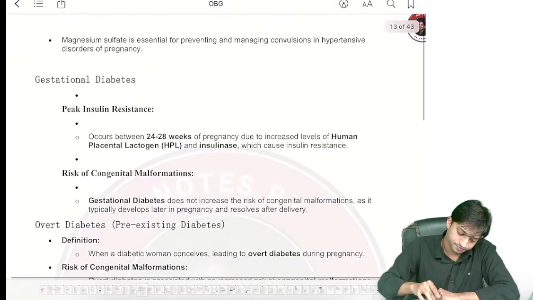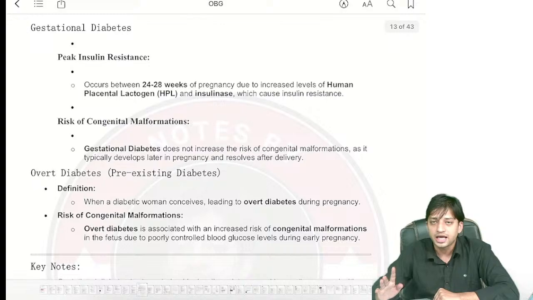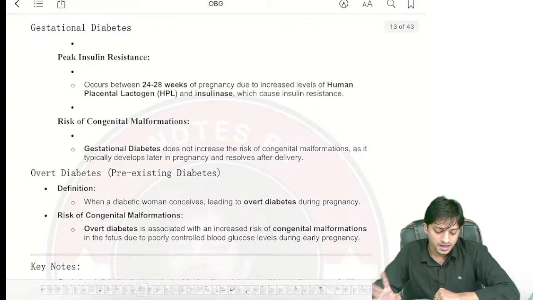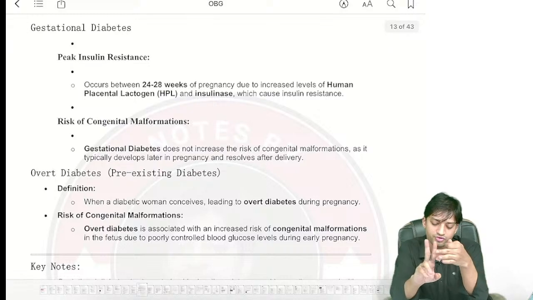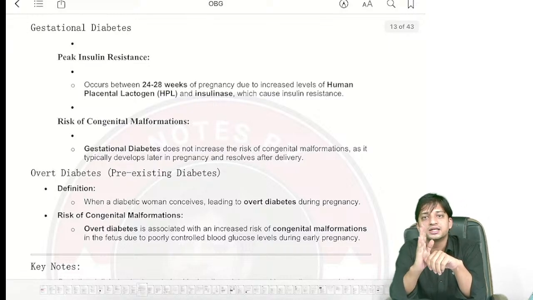Come here. Coming here to gestational diabetes, another disease associated with pregnancy is gestational diabetes. So, peak insulin resistance, when does it happen? In pregnancy, the peak insulin resistance generally happens between 24 to 28 weeks of pregnancy. And why does it happen? It happens because of increased levels of human placental lactogen.